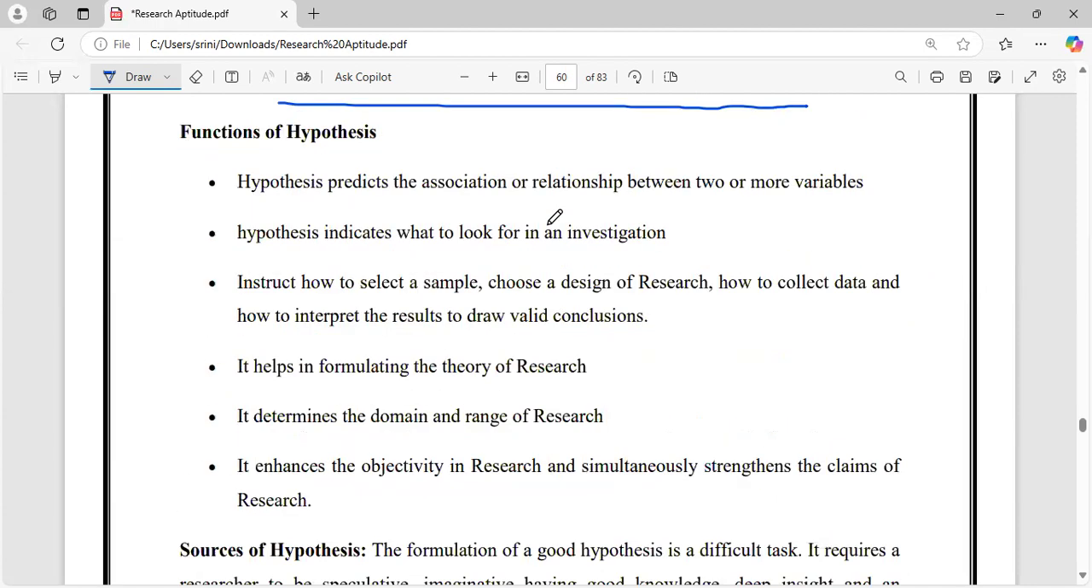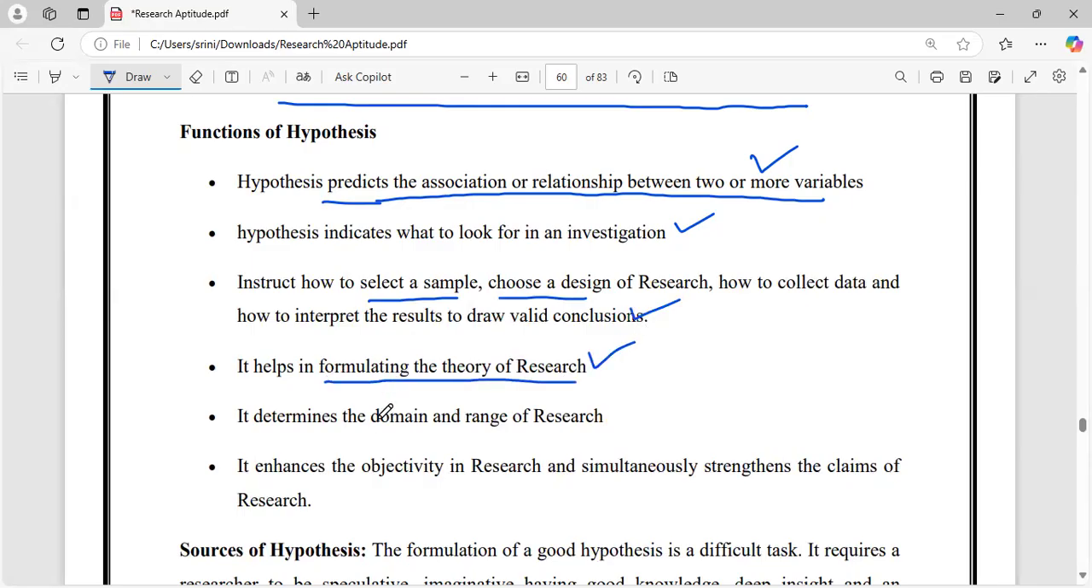Then functions of hypothesis. A hypothesis predicts the association or relationship between two or more variables. It indicates what to look for in an investigation. It instructs how to select a sample, choose a design of research, how to collect data, and how to interpret the results to draw valid conclusions. It helps in formulating the theory of research. It determines the domain and range of the research. It enhances the objectivity in research and simultaneously strengthens the claim of the research.